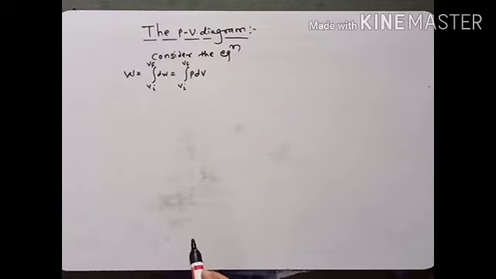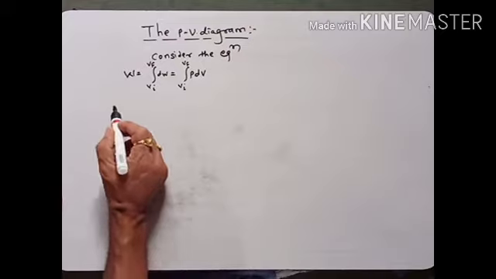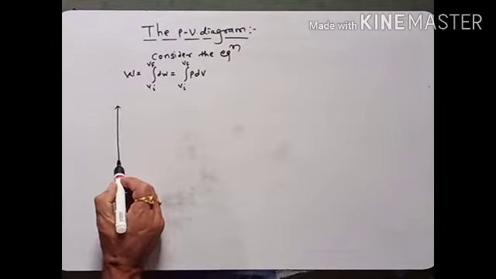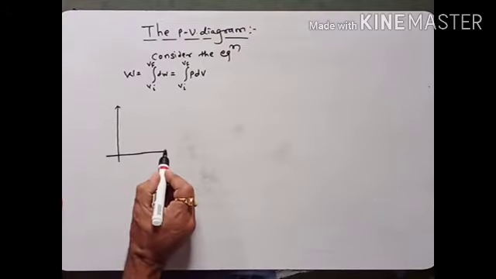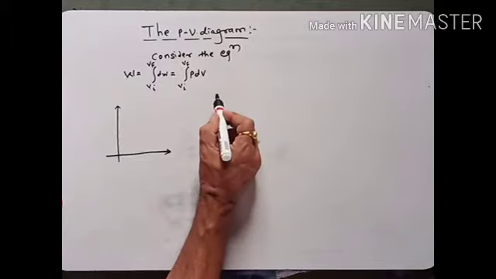This integral represents the work done in changing the volume of gas. The area under the PV curve also represents work done in this process. Suppose we consider a PV curve. We consider here 3 PV curves. We will see one by one.